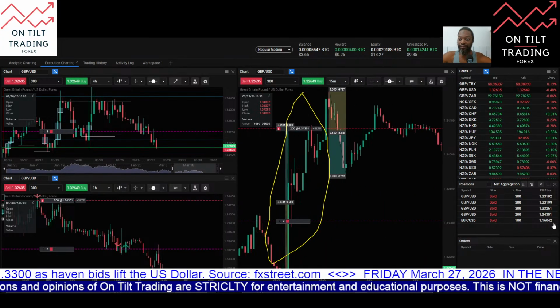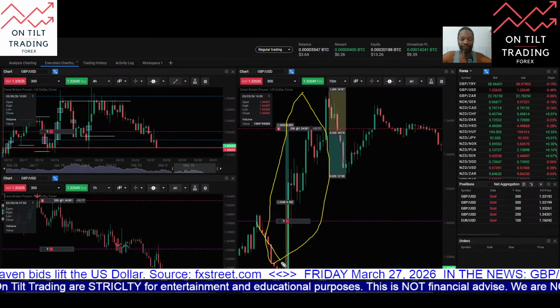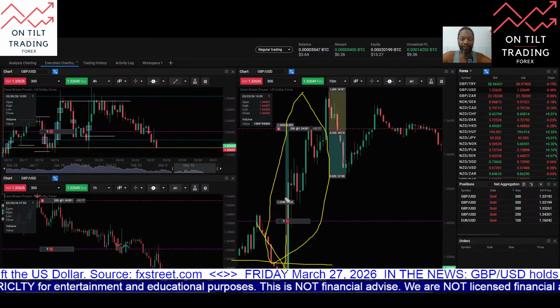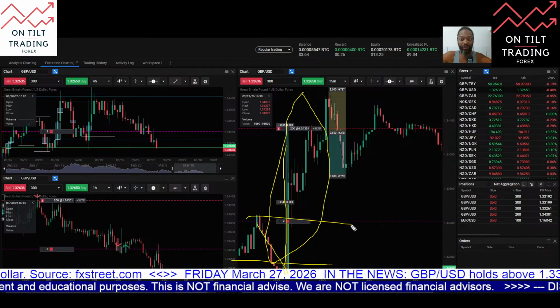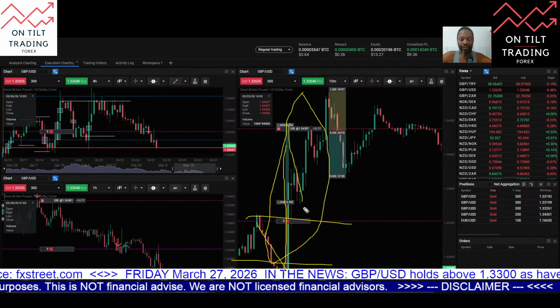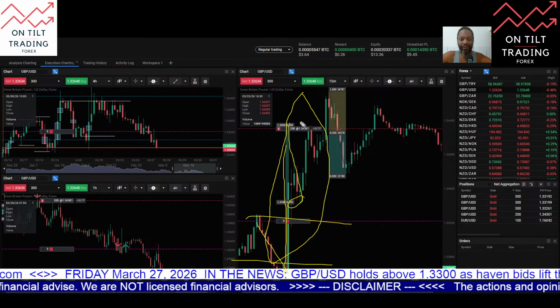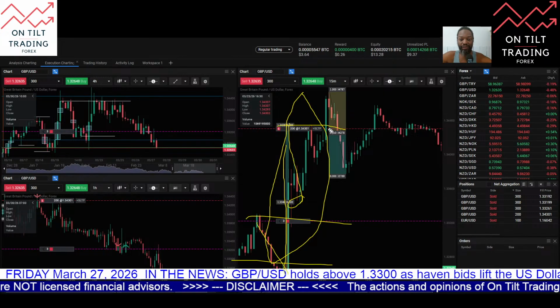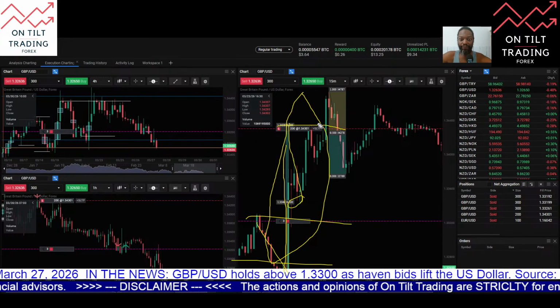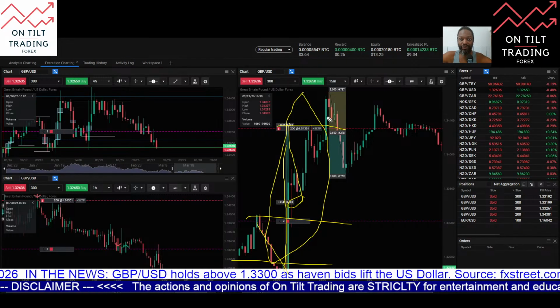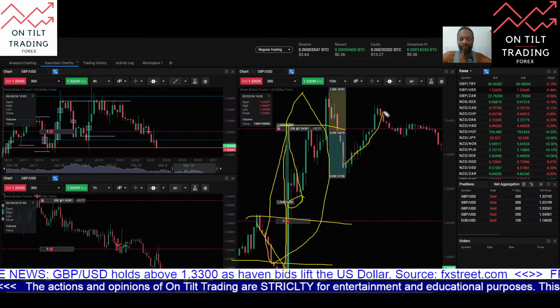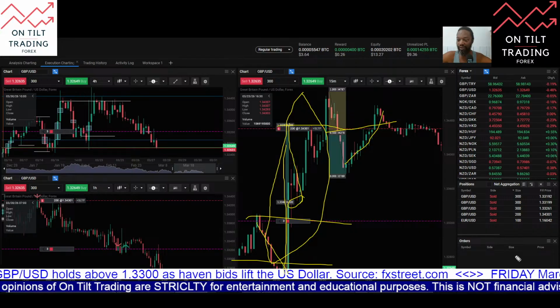So the long sets up here. You get this sweep here. Then you get this buy side delivery, market structure shift, and then you get a pullback. You get that 6 a.m. entry, and then you can exit here, or at least take partial here. And then here is the entry for the short right here.